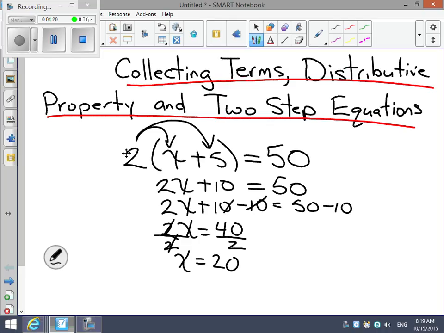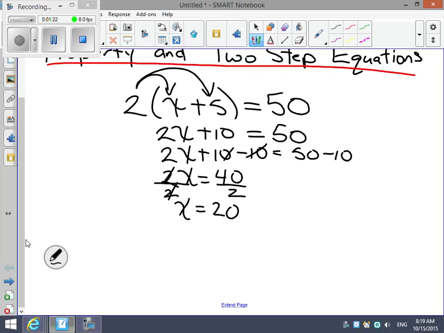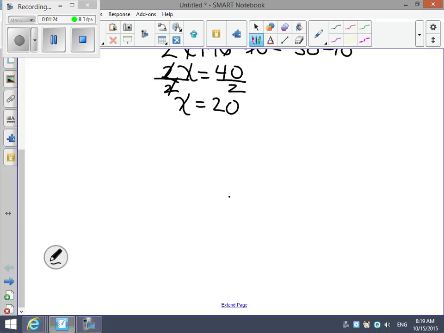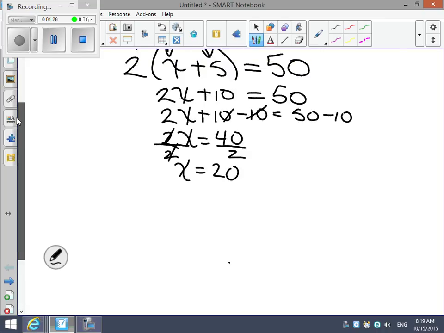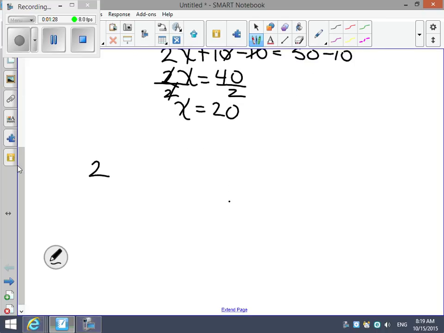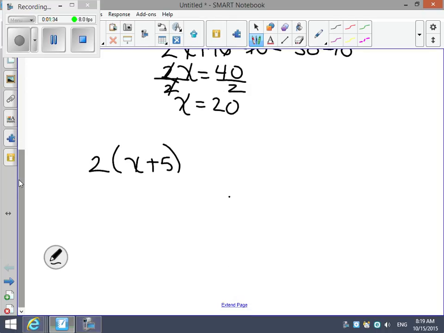We're not done. We have to check. We've got to make sure we're right. Next year in high school, you very rarely check. But this year we're still going to do it just because it's new. 2(x + 5). And if I go up here, 50 was my right-hand side. This is my left-hand side. Anyhow, we substitute our answer for the variable in order to check.